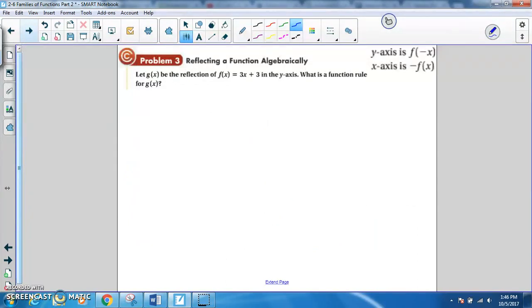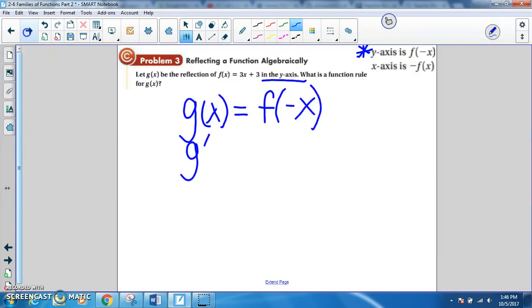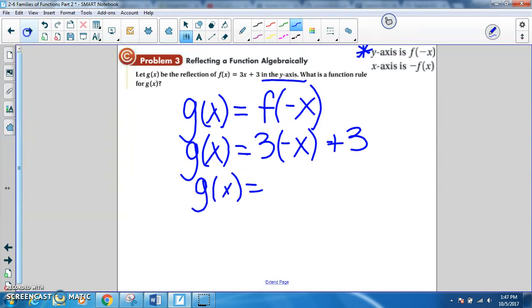Problem 3, reflecting a function algebraically. Let g of x be the reflection of f of x equals 3x plus 3 in the y-axis. Y-axis, we have to remember, is b. So we will plug in f of negative x. What is the function rule for g of x? So g of x is going to be equal to f of negative x. So g of x will be equal to 3 times negative x plus 3. So g of x is equal to negative 3x plus 3.